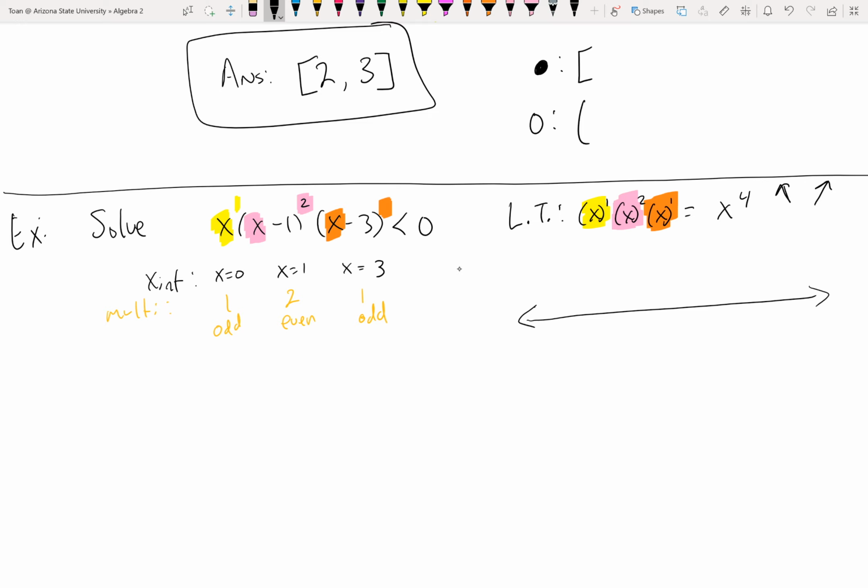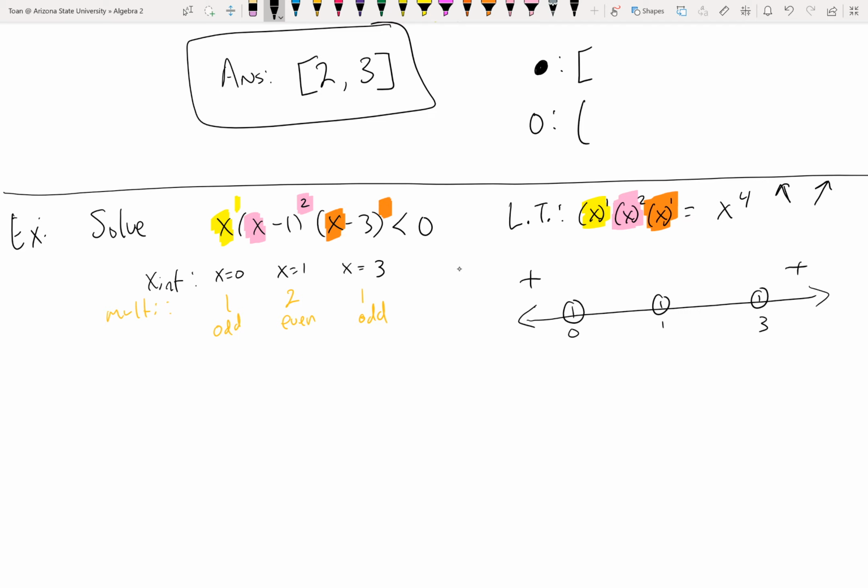So I have x-intercepts of 0, 1, and 3. Look at your inequality. Because it doesn't have a line underneath it, these guys will remain open. I do not fill them in. So knowing that my end behavior is up on either end, I know at the very end he's going to go up, so it's positive. So then let's just go ahead and trace the graph.